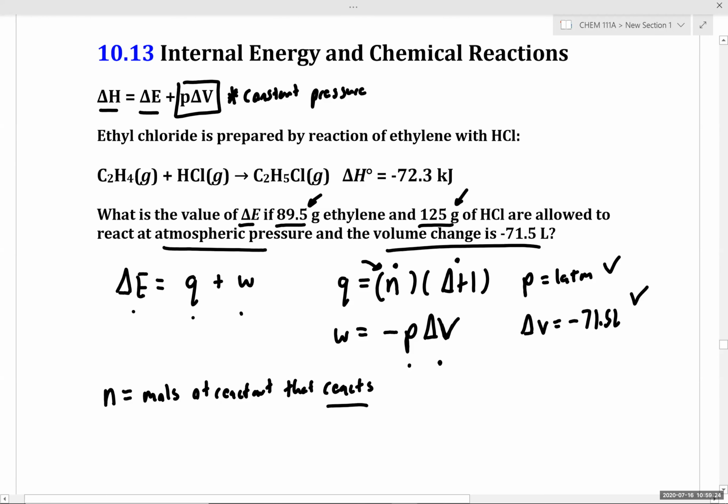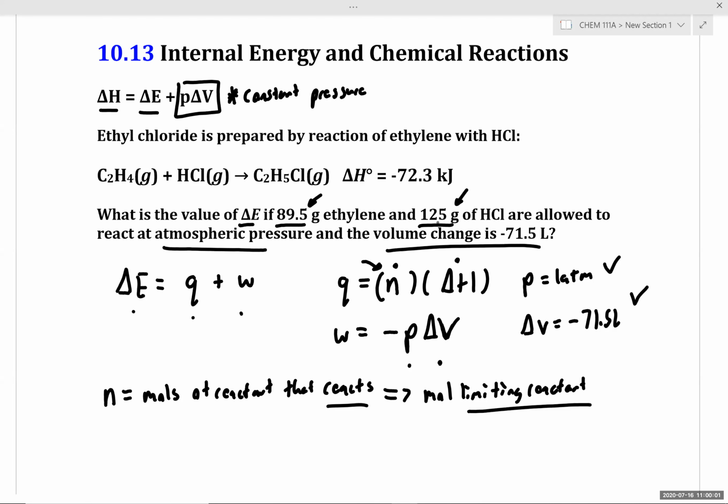Now I know this seems like a bit of a redundant statement, but if something doesn't react, it's not going to generate heat. So N can be thought of as the moles of limiting reactant. With this hint in mind, my question to you is, looking at these two masses, do we know at the onset if we have a limiting reactant?